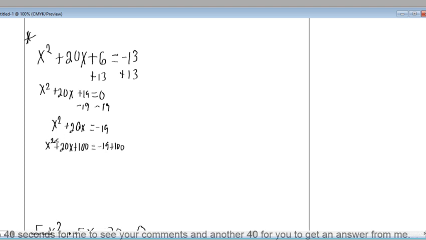This is a perfect square trinomial. You can tell that something is a perfect square trinomial if you take half of this number, square it, and you have this number here. And they factor a particular way. That's what's nice about this.